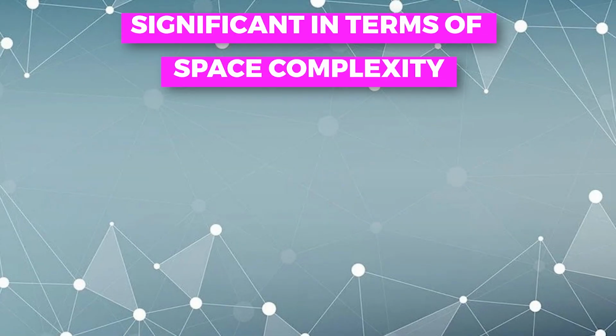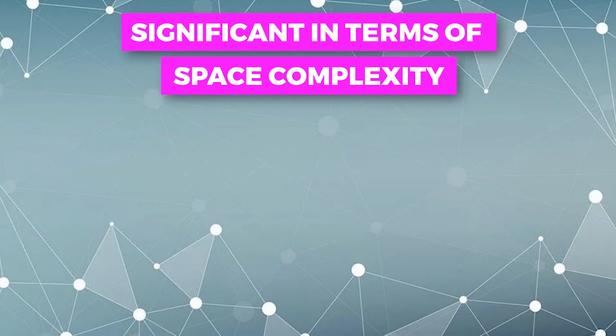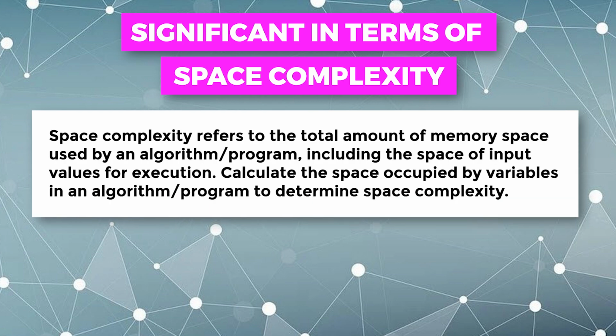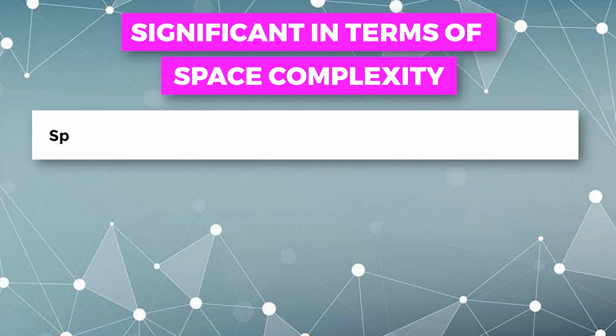You will now see how to calculate space and time complexity after grasping the significance of space and time complexity. Now, significance in terms of space complexity. Space complexity refers to the total amount of memory space used by an algorithm or program, including the space of input values for execution. Calculate the space occupied by variables in the algorithm or program to determine space complexity.